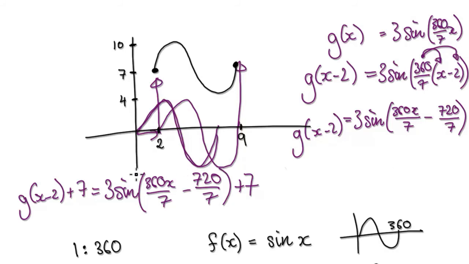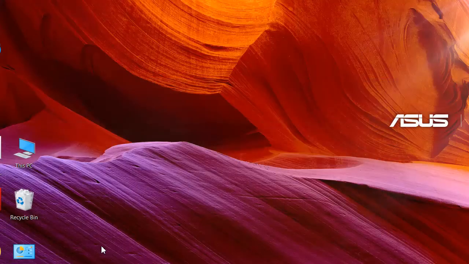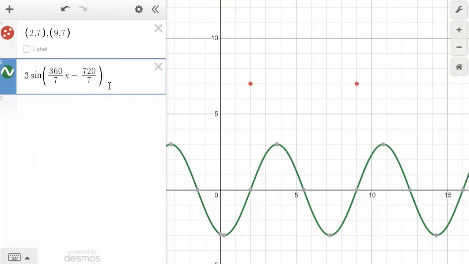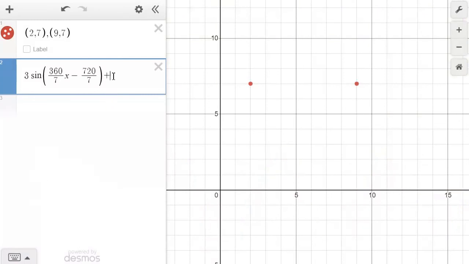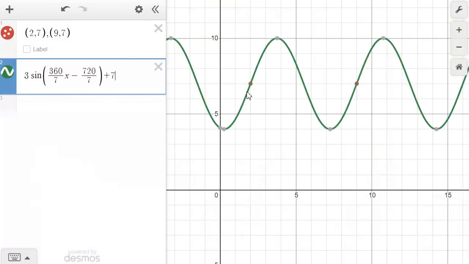So now let's test it in Desmos. Back to this, and then add 7. Now you can see that our graph starts here. It will have a period of 7 and an amplitude of 3. It's been moved across by 2 and up by 7. So this is our final answer.